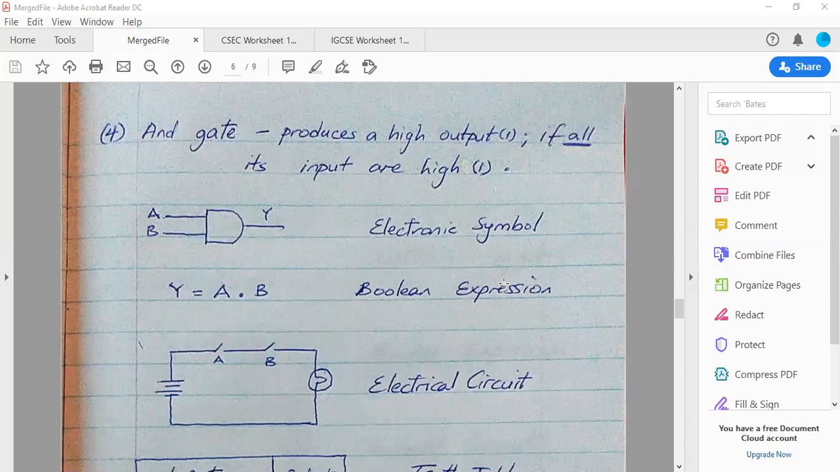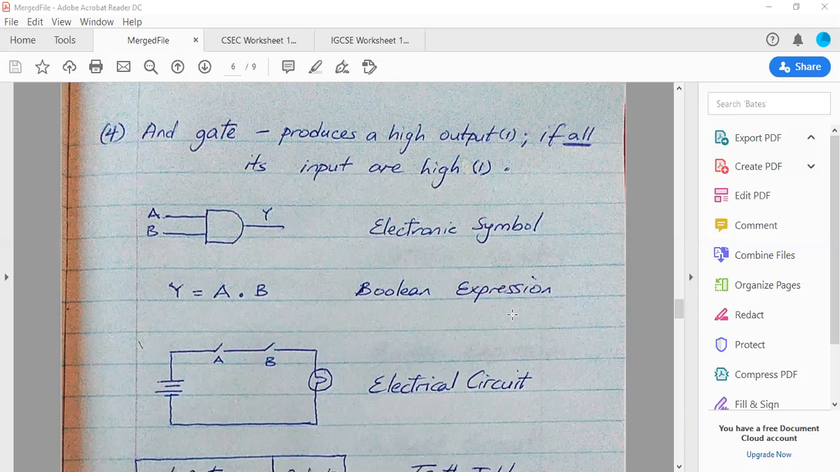So we're going on to the AND gate now. So the fourth gate is something called the AND gate. An important thing to note is that the AND gate produces a high output if all the inputs are high, which means that both A and B must be 1 in order to get an output of 1. Your electronic symbol for that is this symbol here, and this is the standardized symbol that we'll be using in the future.